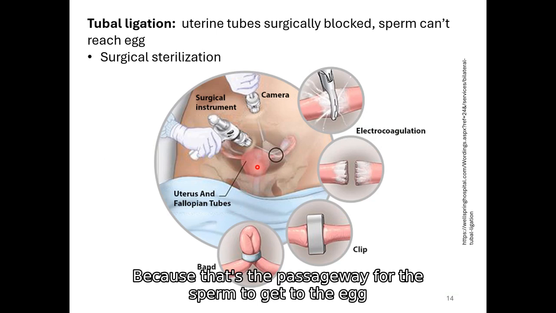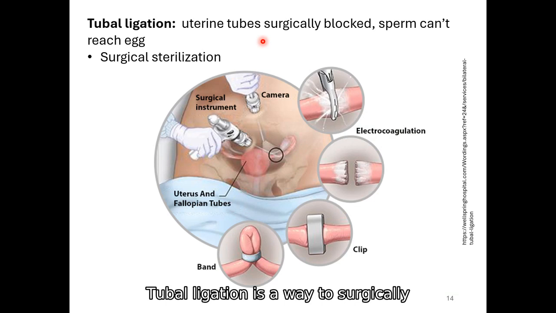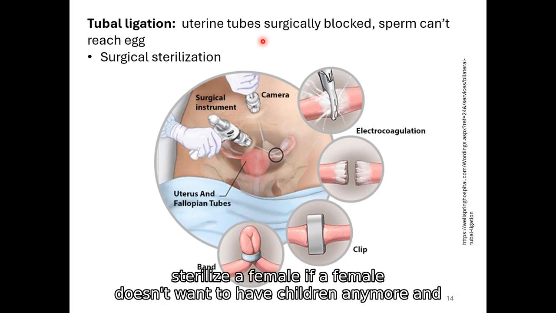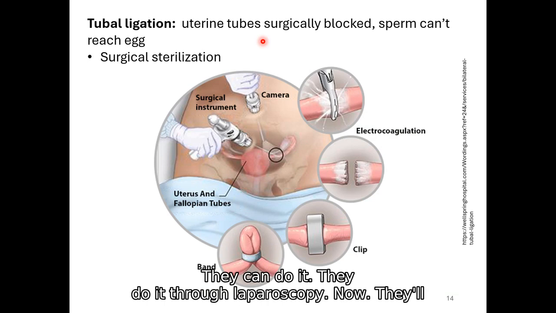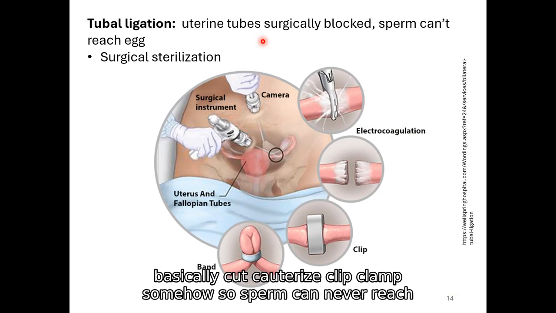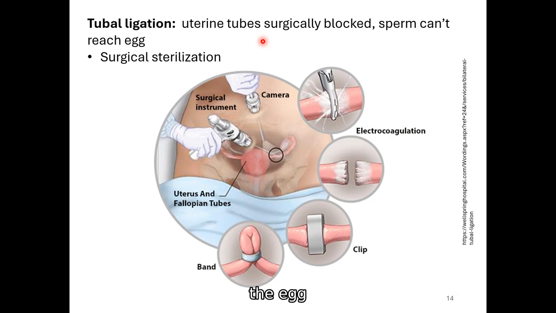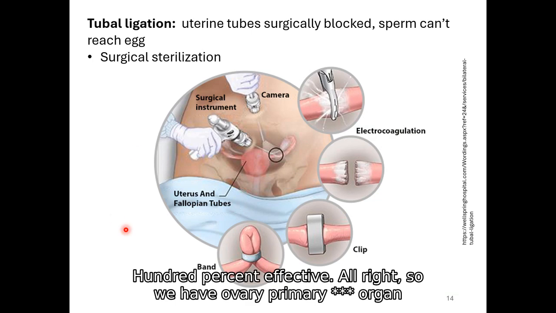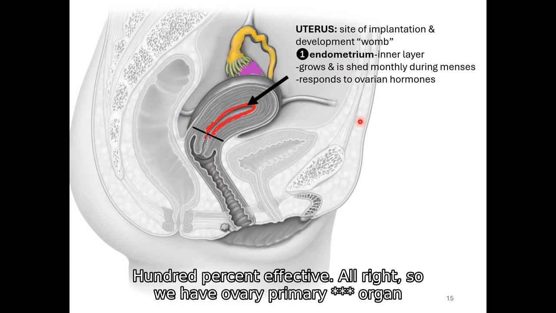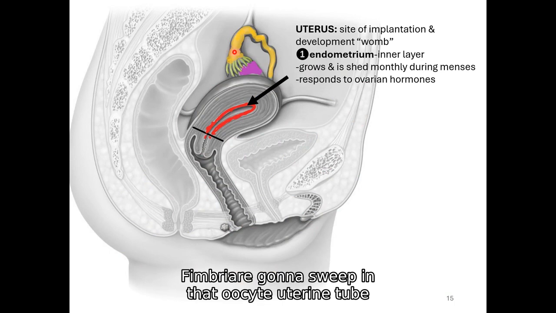Because that's the passageway for the sperm to get to the egg, tubal ligation is a way to surgically sterilize a female if a female doesn't want to have children anymore. And they do it through laparoscopy now. They'll basically cut, cauterize, clip, or clamp somehow so sperm can never reach the egg. 100% effective.